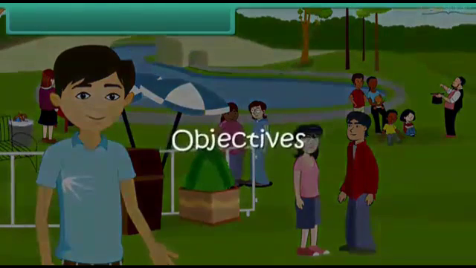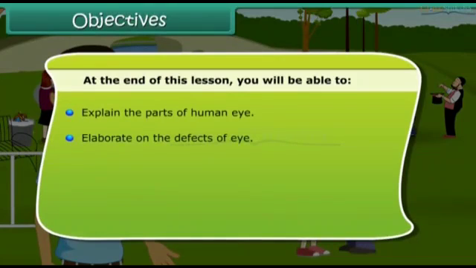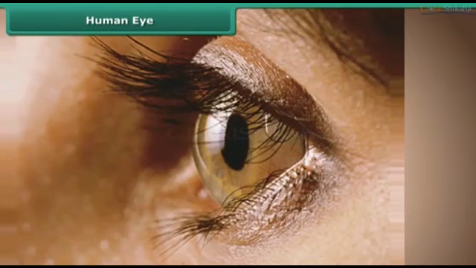Now look at the objectives. At the end of this video, you will be able to explain the parts of the human eye, elaborate on the defects of the eye, give precautions for good health care of the eyes, and comment on the Braille system.